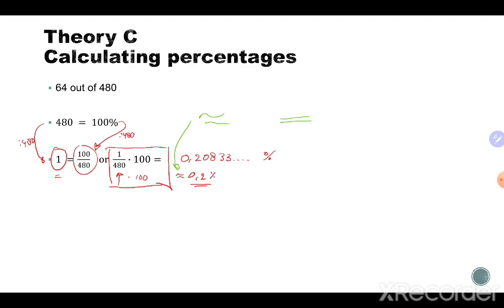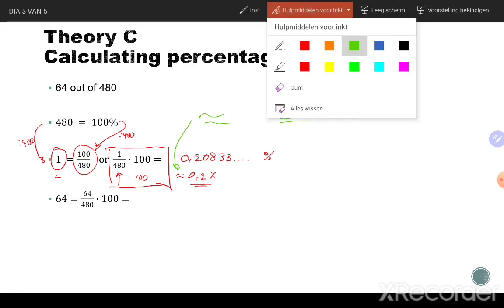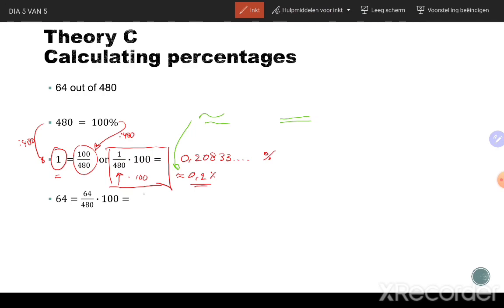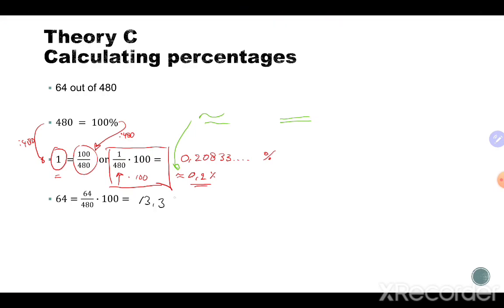Okay, let me just have a look. So we know that 1 is 0.208. So if I want to know what is 64 of 480, then we just say it's 64 over 480 multiplied with 100. Yeah, so then the answer will be 13.3%.